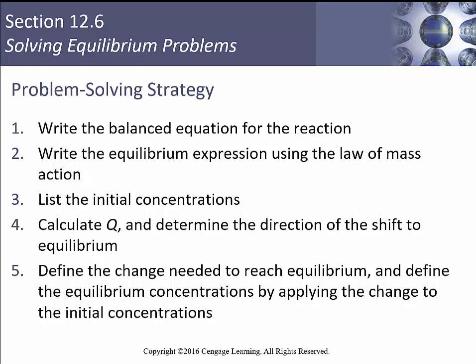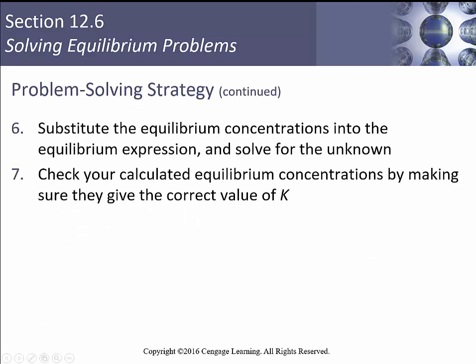Number 5, you're going to define the change needed to reach equilibrium. That's your minus x and plus x part. It's going to follow along with that balanced chemical equation you wrote down in step number 1. And define the equilibrium concentrations by applying the change to the initial concentrations. Number 6, you're going to substitute the equilibrium concentrations into the equilibrium expression and solve for the unknown.